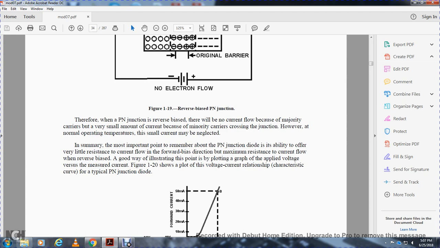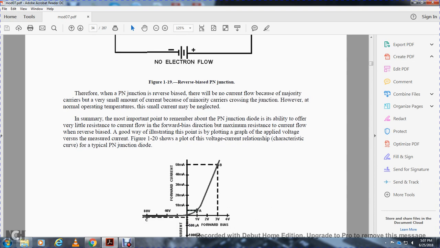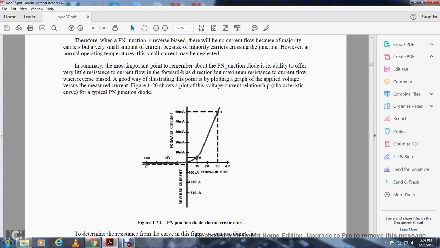In summary, the most important point to remember is the PN junction diode's ability to offer very little resistance to current flow in the forward bias direction and maximum resistance to current flow in reverse bias. A good way to illustrate this point is by plotting a graph of the applied voltage versus the measured current. Figure 120 shows the voltage-current relationship, the characteristic curve, of a typical PN junction diode.